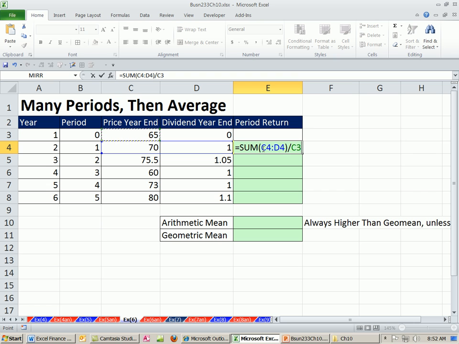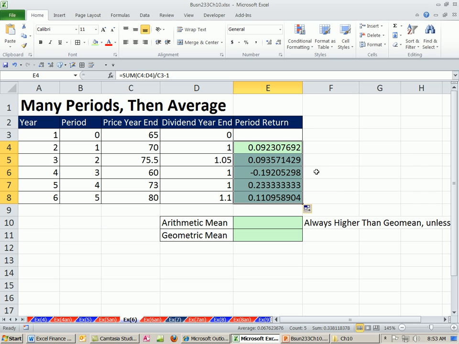Now notice those are relative cell references, so as we copy them down, it'll work perfectly. And of course, we take end divided by begin and subtract 1. We can double click and send these down. And now we have our past period or holding returns.